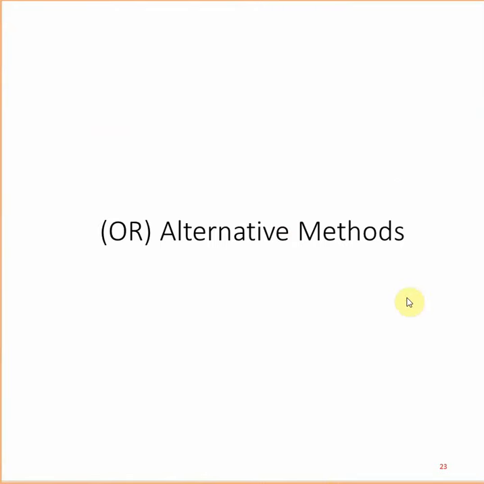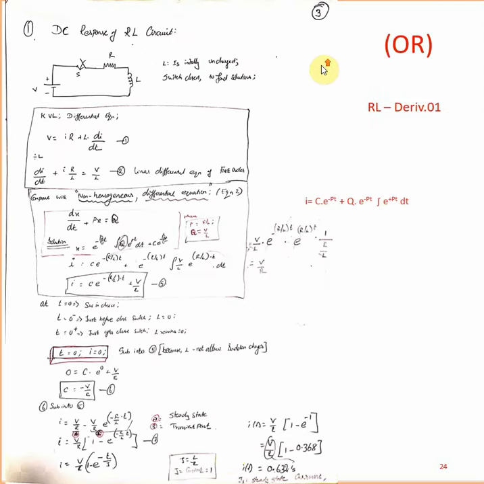I am going to find out the I of t. What is the alternative method? I will complete step number 1: KVL, V is equal to VR plus VL. Then, as usual, step number 2, divide the equation by L. Then step number 3, where I did rearrange and integrate, I don't want to apply here.